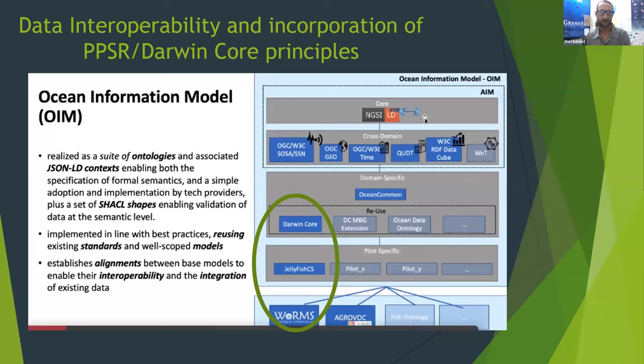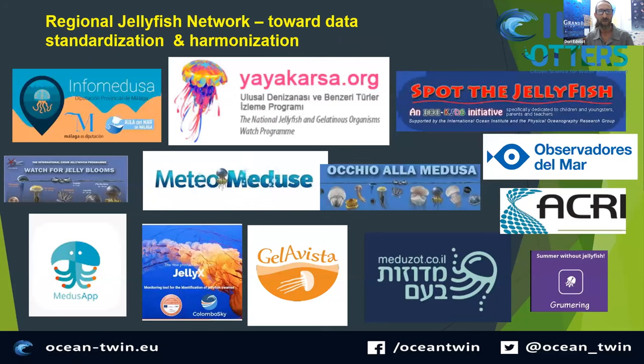So we use, of course, the OIM, the Ocean Information Model that Iliad is building. And as part of the architecture, we use some best practices such as PPSR or the Darwin Core. And these are globally recognized standards for biodiversity data collection.